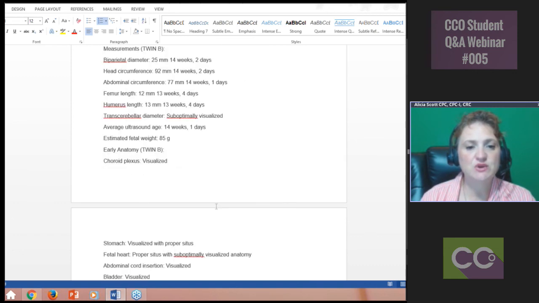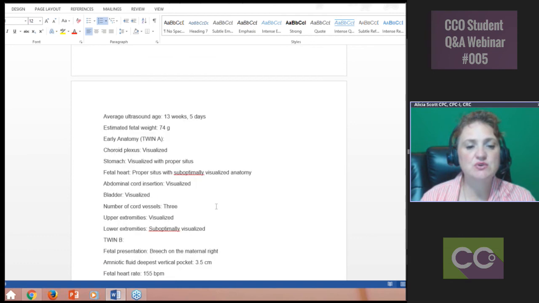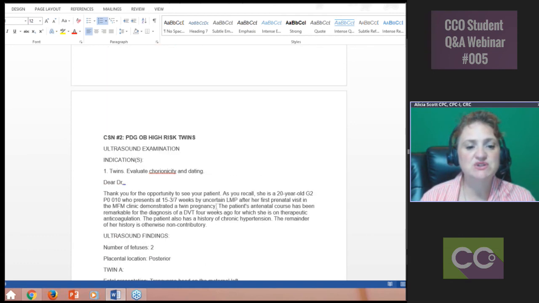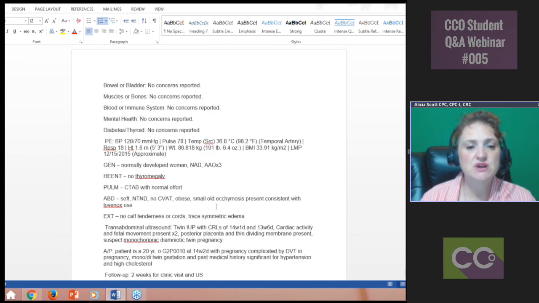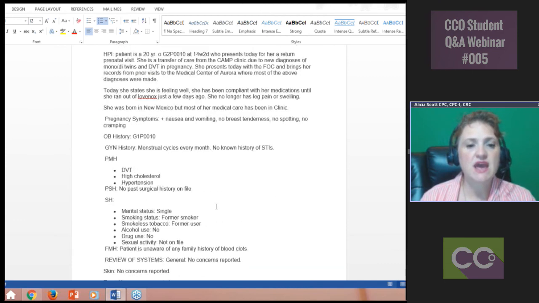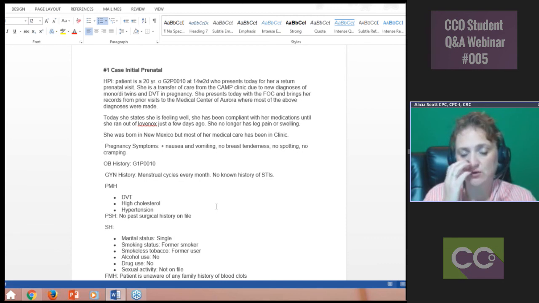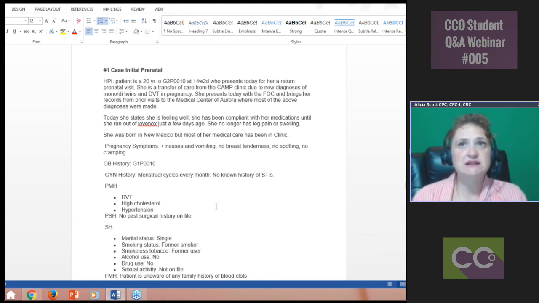So coding this, you are going to code that she is pregnant with twins. You're also going to code the type of twin, and because it's a complication, then you're going to code for the DVT, and you're going to code for the high cholesterol, as well as coding for the hypertension, and then you're going to do gestational weeks for both of these. On each of these, the consultation, ultrasound, and the regular visit. Any questions?